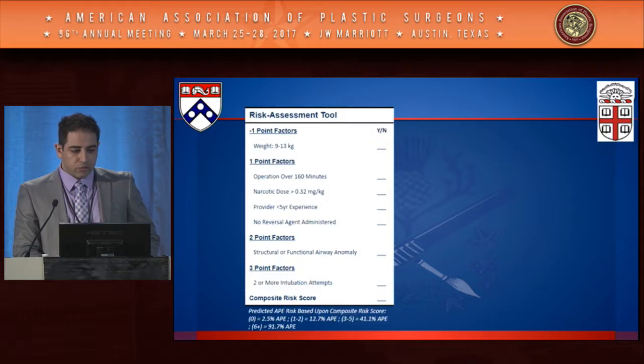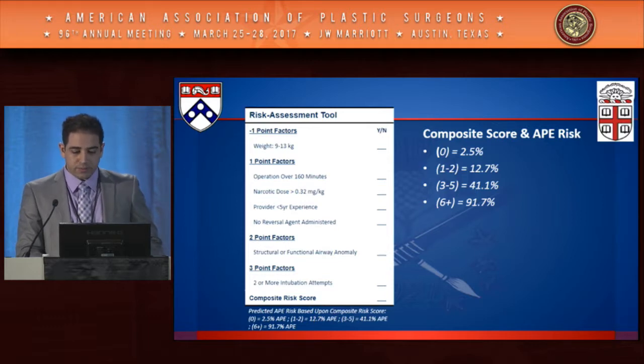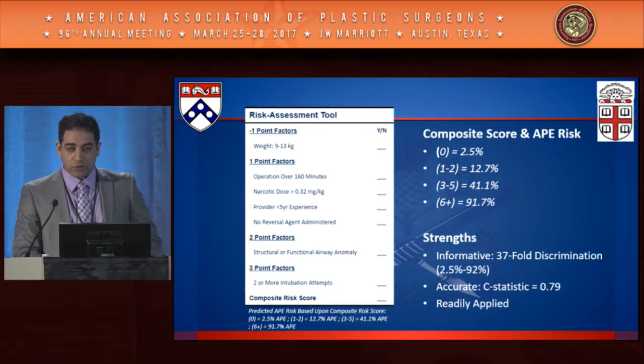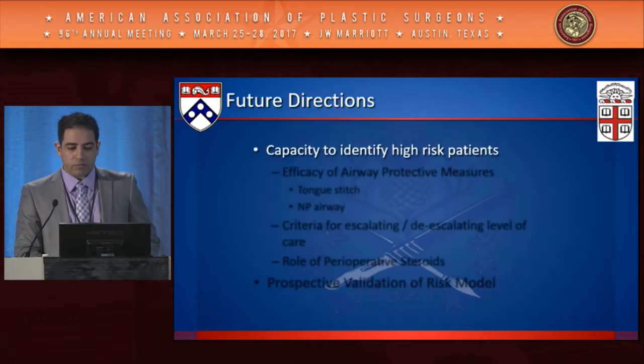In terms of clinical application, this tool shows that with increasing composite risk score, there's an increase in APE risk that's predictable. Its strengths include that it's informative, with a nearly 40-fold discrimination in risk. It's accurate, with a C-statistic of nearly 0.8, and it's readily applied in the clinical setting.